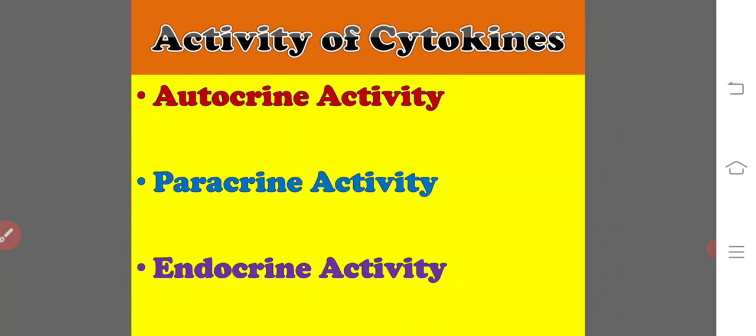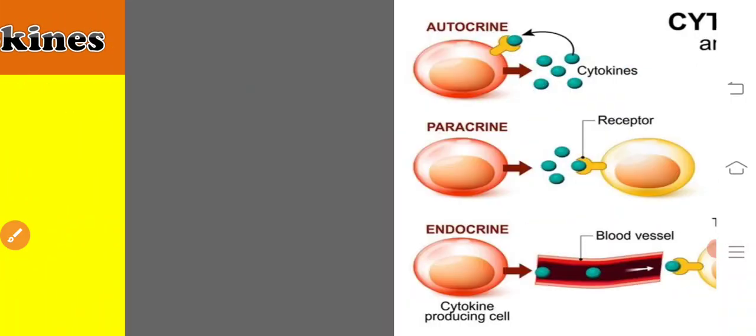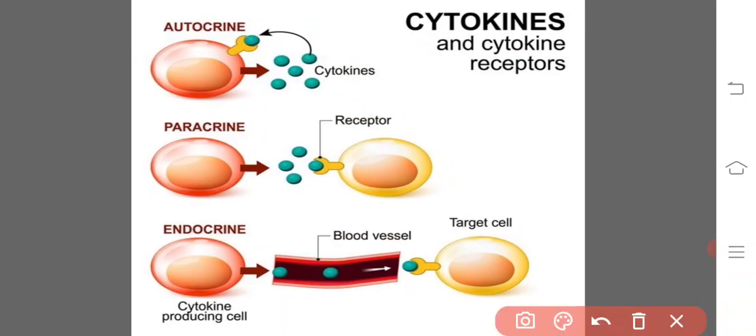And cytokines exhibit different kinds of activities, namely autocrine activity, paracrine activity, and endocrine activity. What is autocrine activity? Auto means self, crine means secretion. So the cytokines which are produced from a particular cell act upon the same cell again: auto, self.